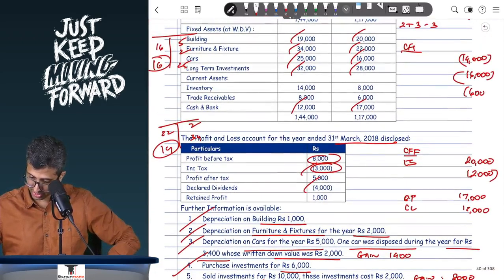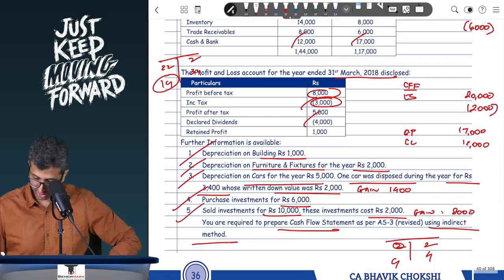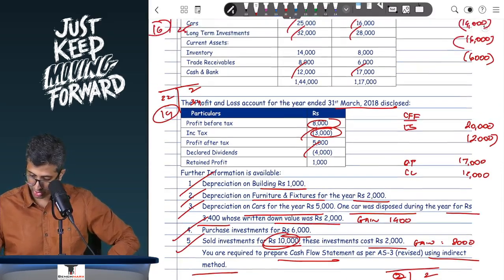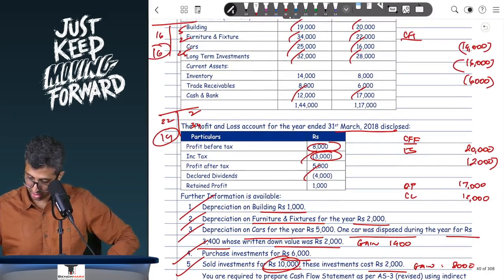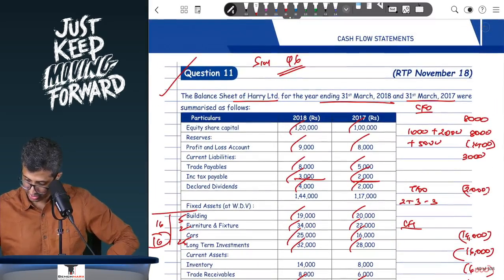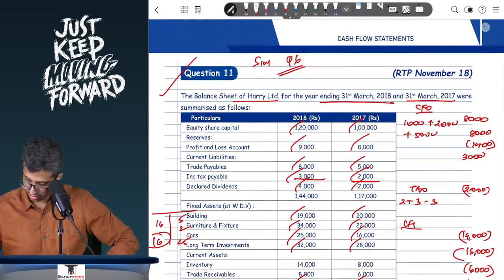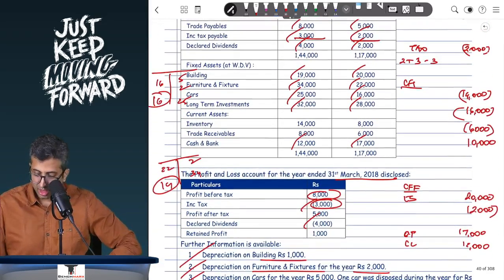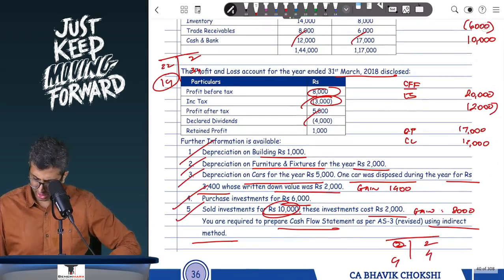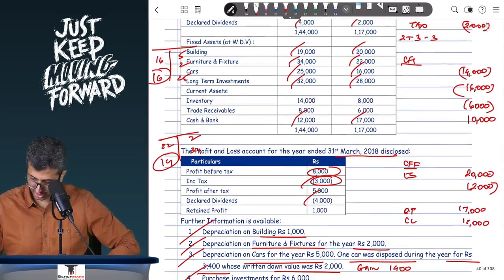CFI purchase of investment 6000 and sold investments of 10 costing 2. तो यहाँ पे आपका 10 आ जाएगा positive. 8000 का gain है. What will you do? You will subtract that gain. Just a second. यहाँ पे you will subtract the gain. 8000 का gain subtract.